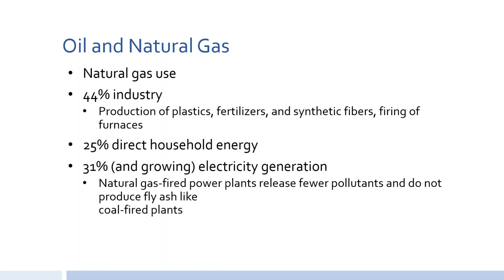31% and growing is for electricity generation. So natural gas fired power plants release fewer pollutants and do not produce the fly ash like coal fired power plants. So they do produce 50% less emissions, but they are still producing greenhouse gas emissions for sure. This growing electricity generation is from these new discoveries of natural gas deposits, and it is cheaper to get natural gas out from hydraulic fracturing than it is to do coal mining.